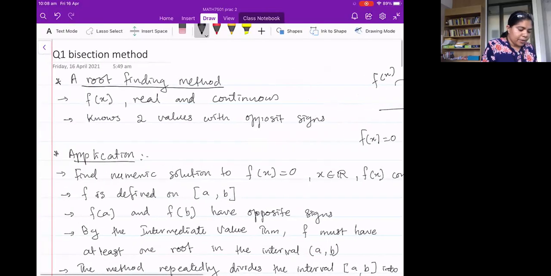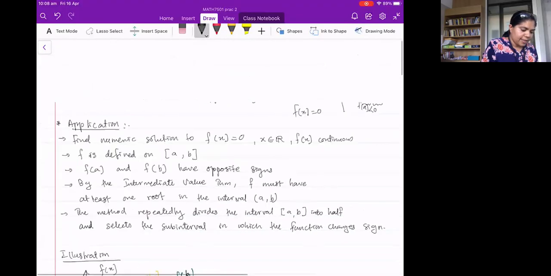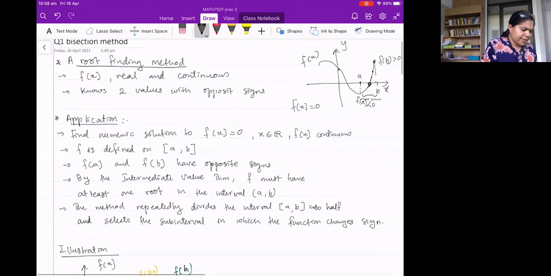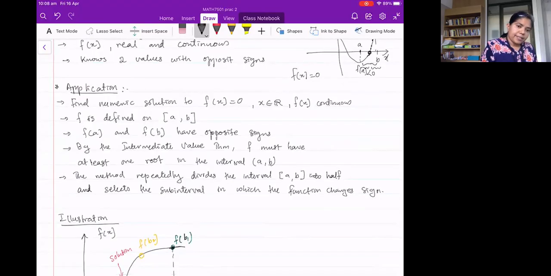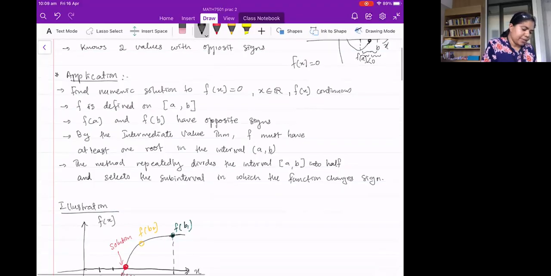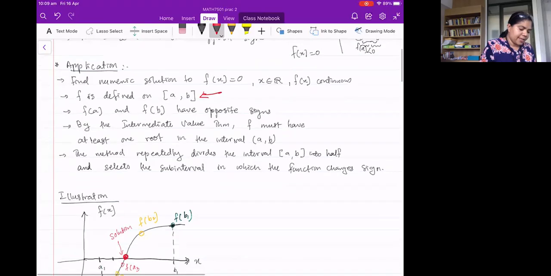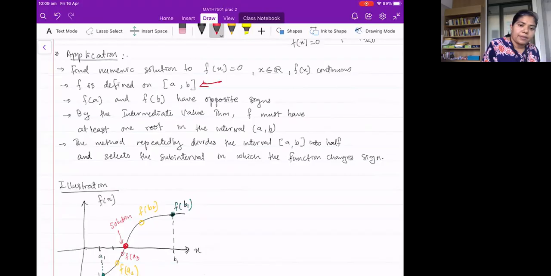Now there are some conditions that you need to meet. The application of the bisection method is to find a numeric solution, which I already explained, where you need to have an interval where f of a and f of b have opposite signs. And this is a robust method which guarantees convergence, because the intermediate value theorem guarantees that there will be at least one root in the open interval a and b.